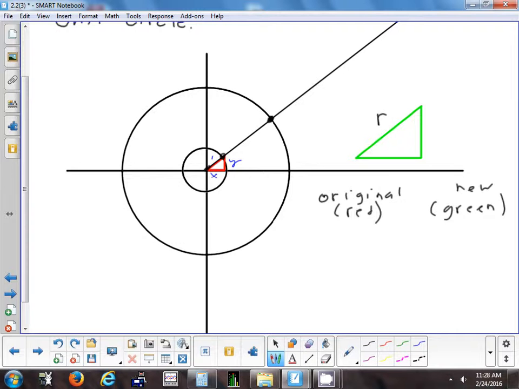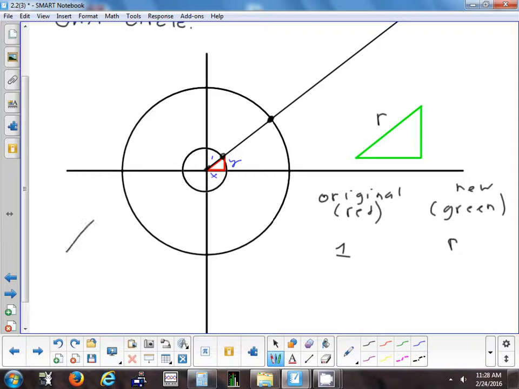Okay, so what's the radius of our red triangle? The original one. 1. Now, the radius of the green triangle is R. If we can somehow make this green triangle back like the original problem, we don't want to deal with a triangle of radius R. I want to make it back so that it's a 1 again, and then we can do what we're used to.